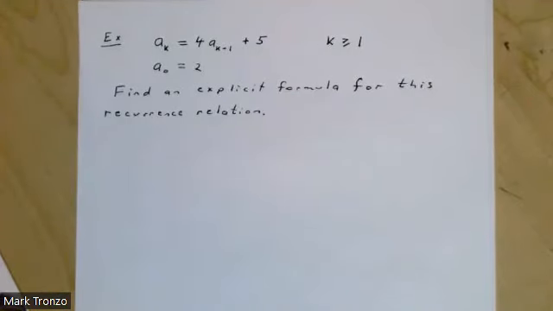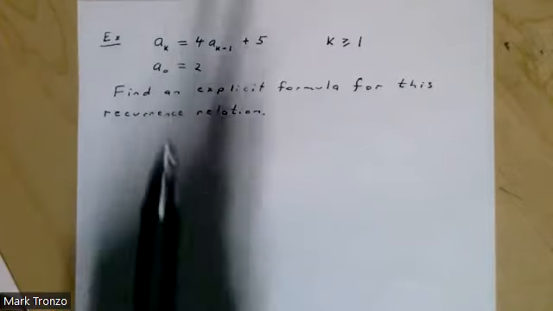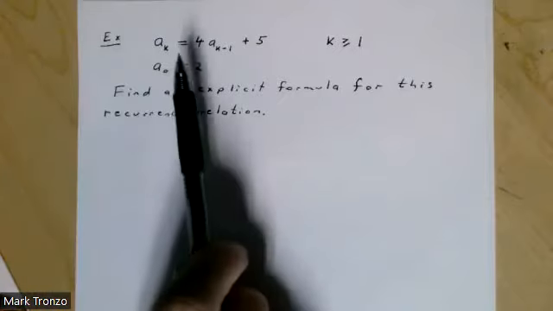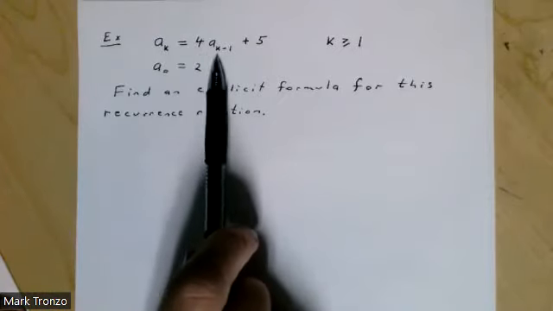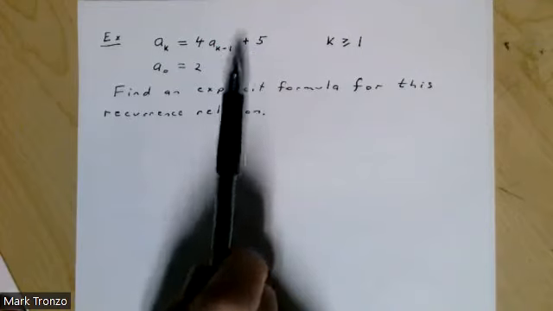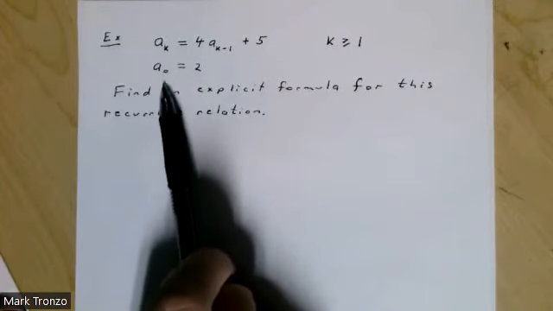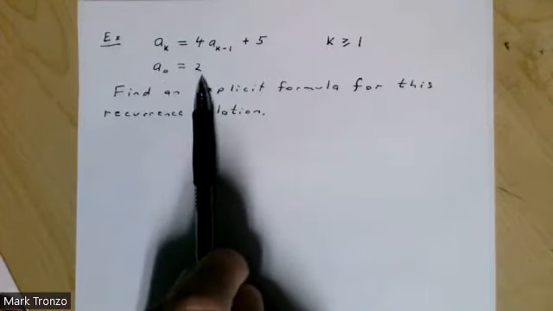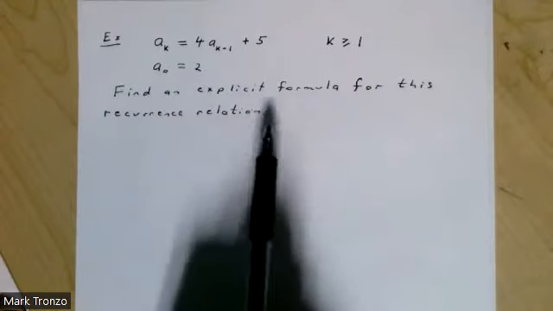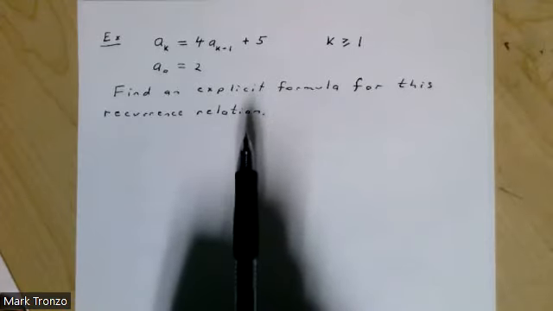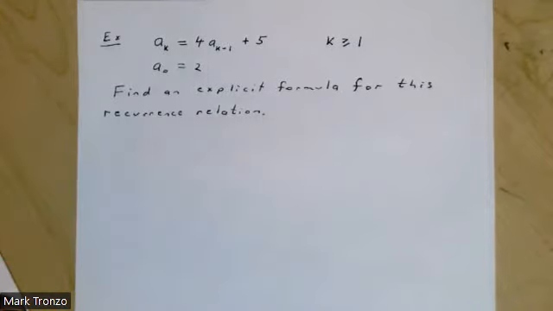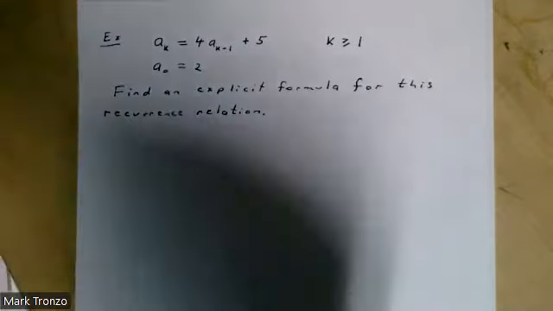So let's take a look at this example here. Here we have this recurrence relation: a_k equals 4 a_{k-1} plus 5, and our initial condition, a_0, is equal to 2. We want to find an explicit formula for that. That is, we want to find an explicit formula where we can plug in any n and find out what the term is. And the best way to understand this is we'll go through some examples.